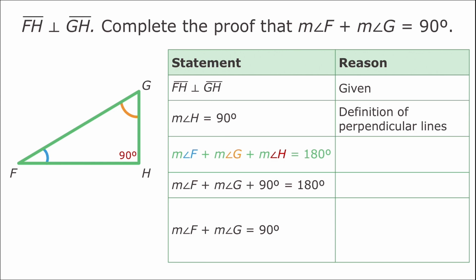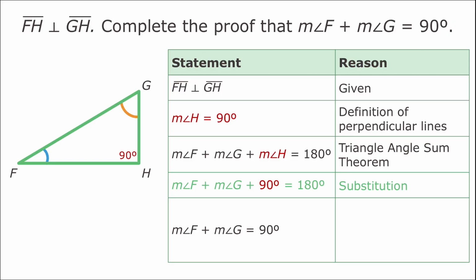Now, the measure of angle F plus the measure of angle G plus the measure of angle H is equal to 180 degrees. Why is that true? If you remember, the sum of the three angles in any triangle is 180 degrees, which is called the Triangle Angle Sum Theorem. Okay, our next statement uses the equation from this line, but since we also showed that angle H is equal to 90 degrees, we can replace the measure of angle H with 90 degrees. So the reason for this statement is substitution.